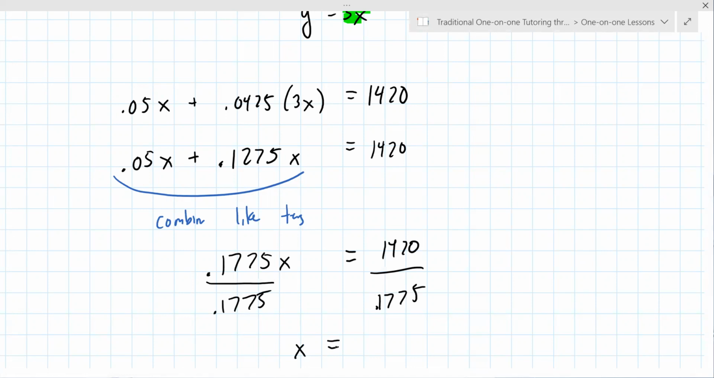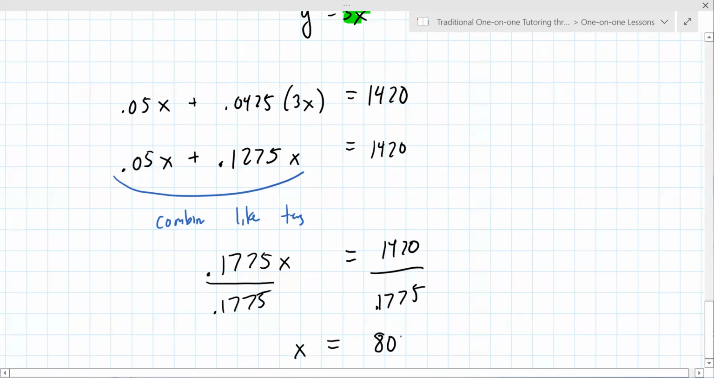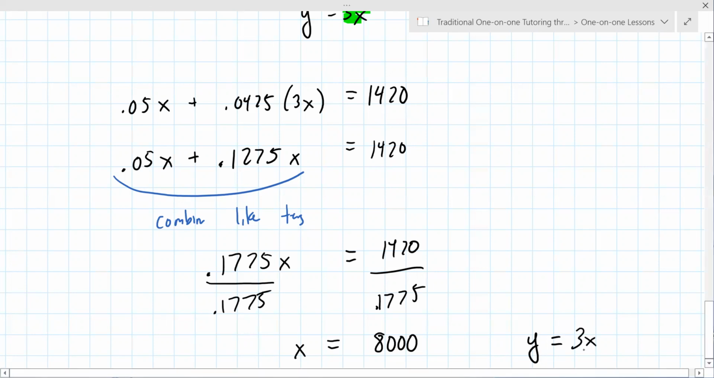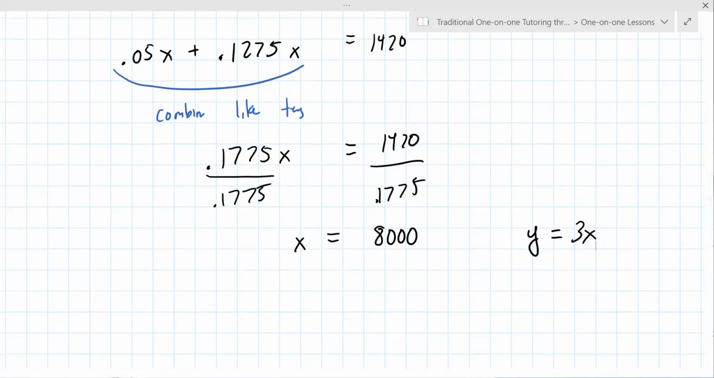Let me know what you get for a final answer on that. 8,000. 8,000, good. Okay, now you also need to get the value for Y. You have to go back to one of the previous equations and figure it out. Would the second one be easier? Yes, absolutely, because it's Y equals 3X. So 3 times 8,000. 24,000. Yes.